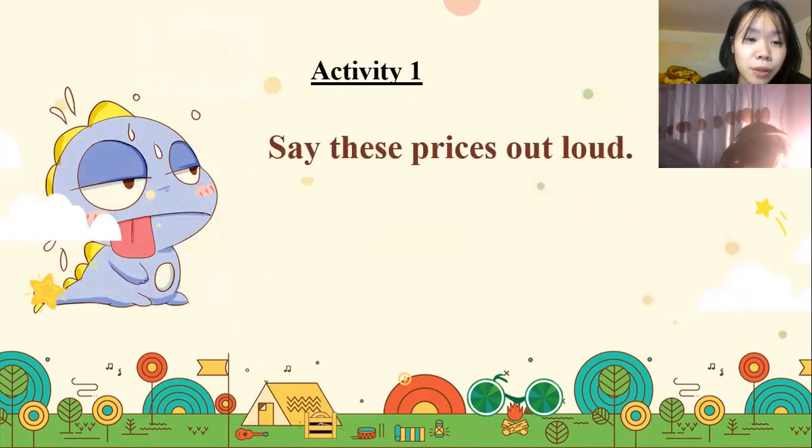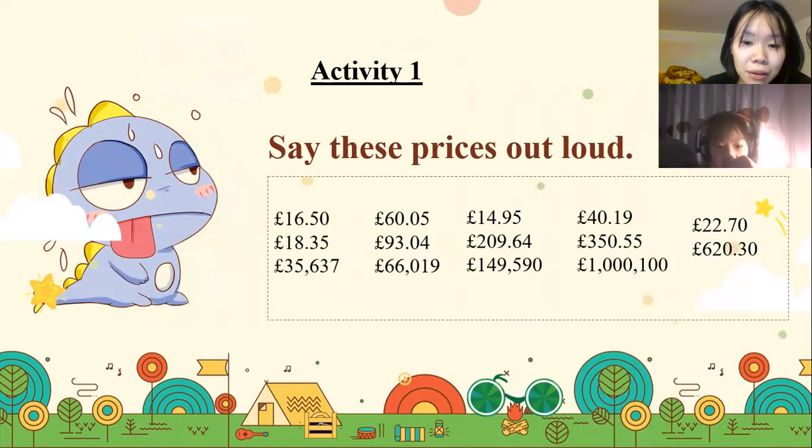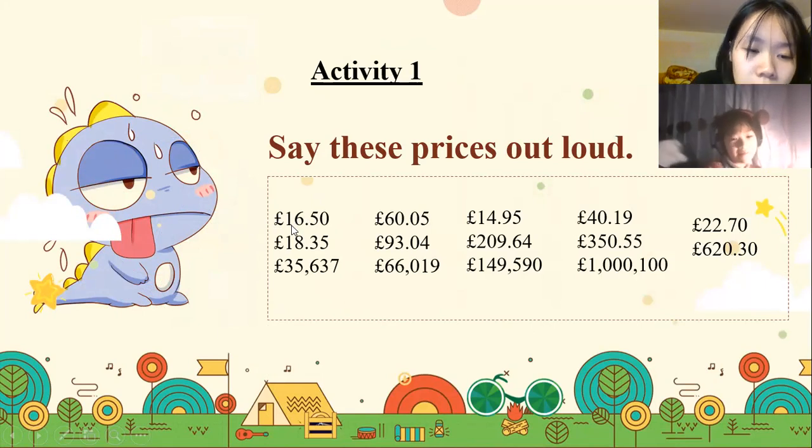Okay, now take activity 1 and say these prices out loud. I want you to say these prices out loud. This is pound. Pound. Bảng Anh nhé con nhé. Đây là ký hiệu của bảng Anh nên con hãy đọc là pound. Rồi, how can you say this? Price.